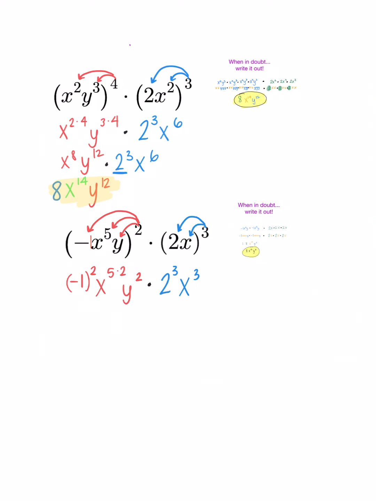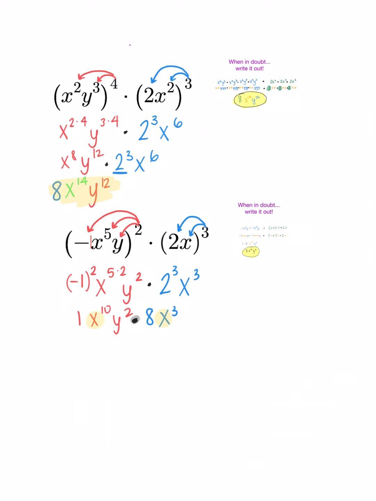We can now apply that final rule. Well, let's simplify actually first. That would give us a +1, -1 squared, x to the 10th, y squared. This would be 2 cubed is 8, x cubed. Now we are ready to apply that final rule that says if I have the same base and those terms are being multiplied together, I can in fact add their exponents.